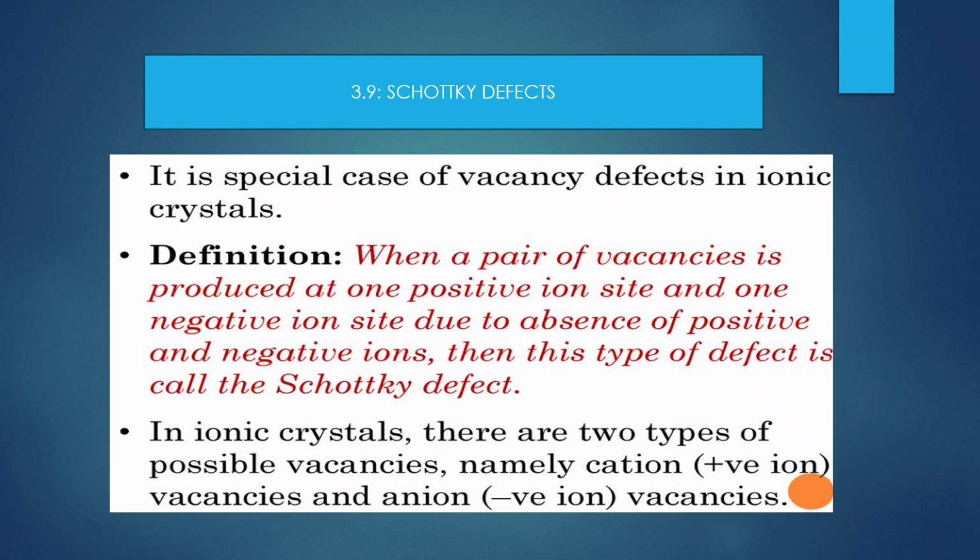3.9 Schottky defect. It is a special case of vacancy defect in ionic crystals. When a pair of vacancies is produced at one positive ion site and one negative ion site due to absence of positive and negative ions, then this type of defect is called a Schottky defect. In ionic crystals, there are two types of possible vacancies, namely cationic vacancy and anionic vacancy. That means the Schottky defect can be caused due to the vacancy in an anion or a cation.